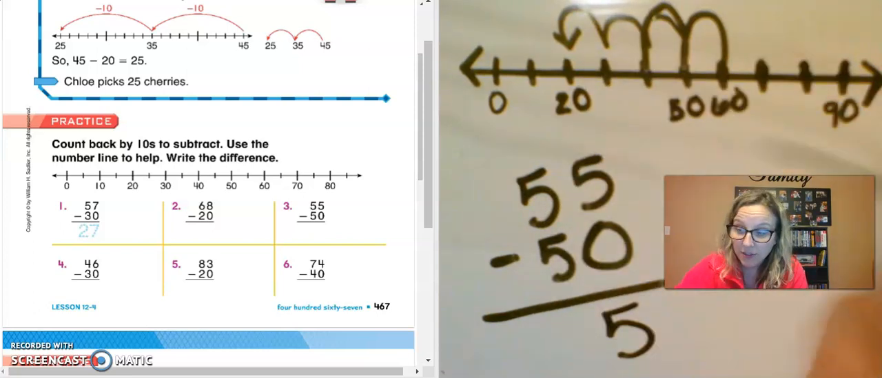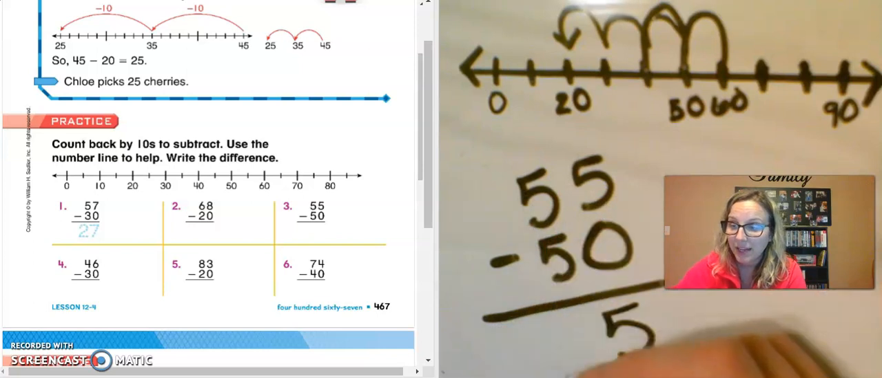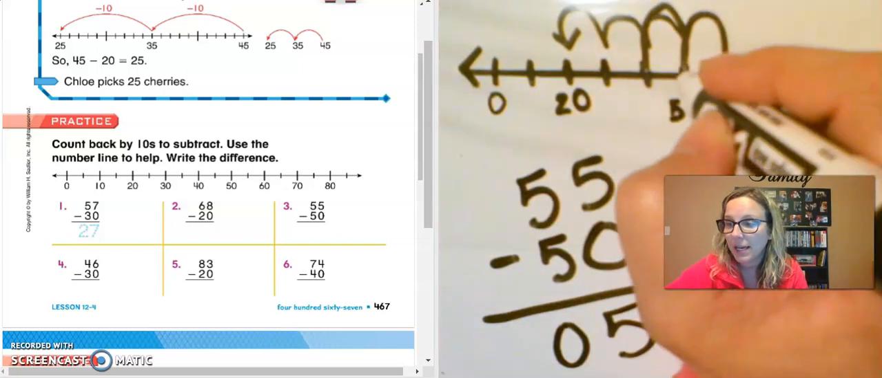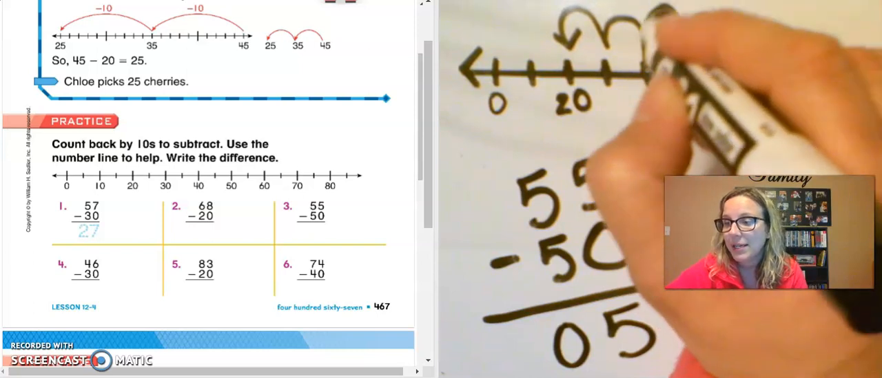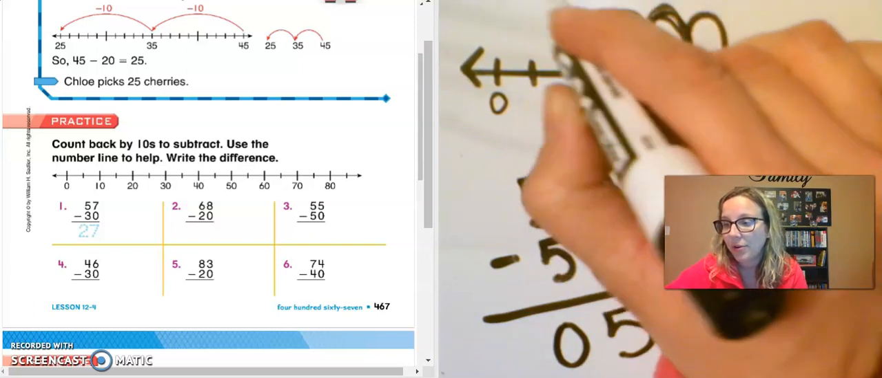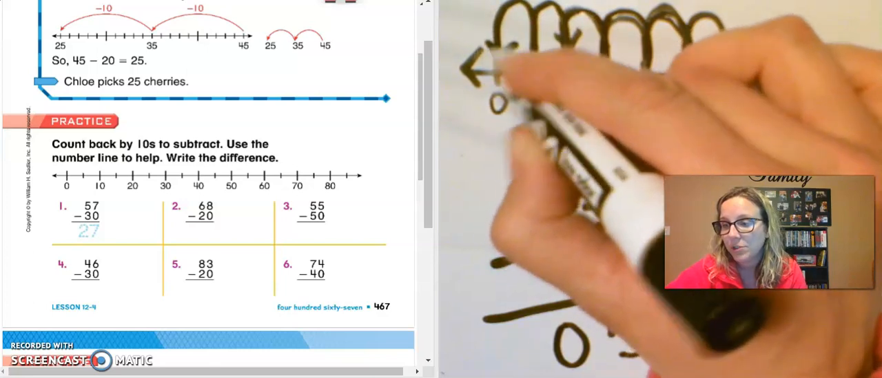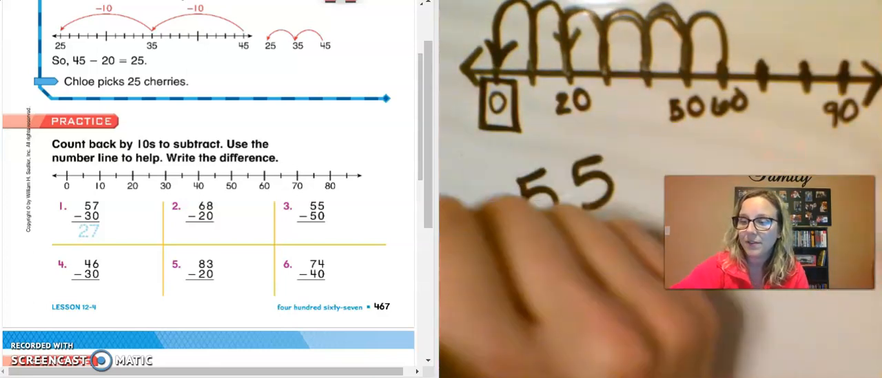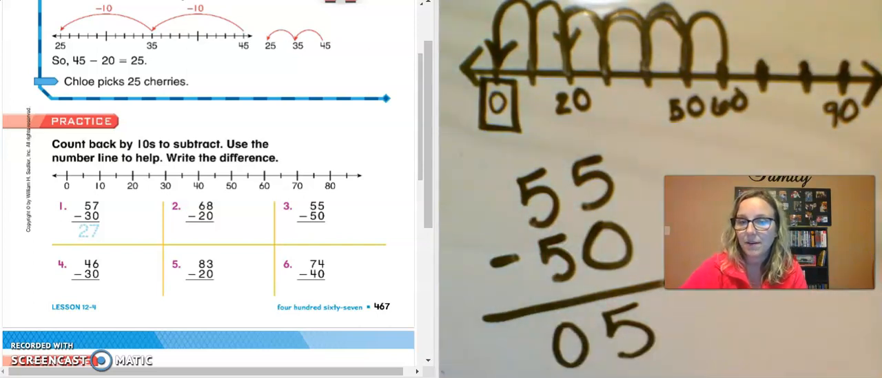So I can either say 5 take away 5 is 0, or starting at 50 on my number line, I can count back 10, 20, 30, 40, 50, which would put me at 0. And I know that 55 take away 50 equals 5.